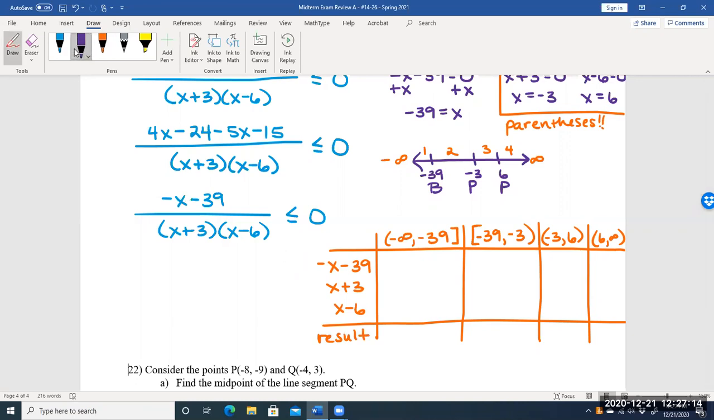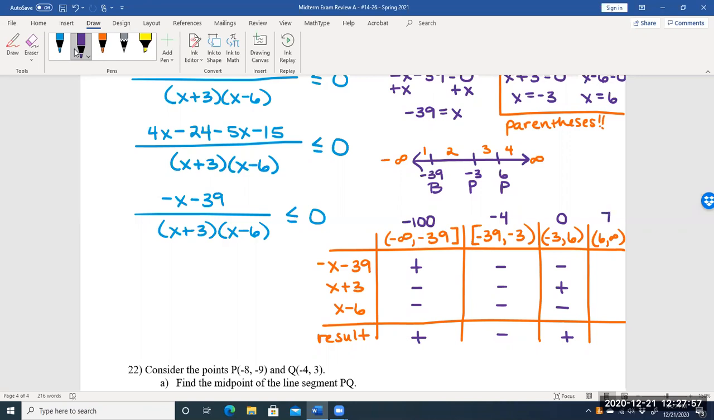All right, how about I pick -100? -100 when plugged into -x minus 39 is a positive because it would be 100 minus 39, that's positive. But then negative here and negative here, positive result. Remember, if we have an even number of negatives, we're going to have a positive result. How about -4 here? -4 would be negative, negative, negative. 3 negatives would be a negative result. How about 0 for this? Negative, positive, negative.